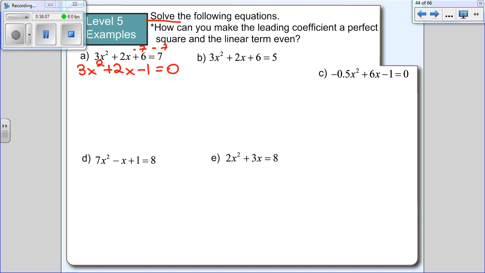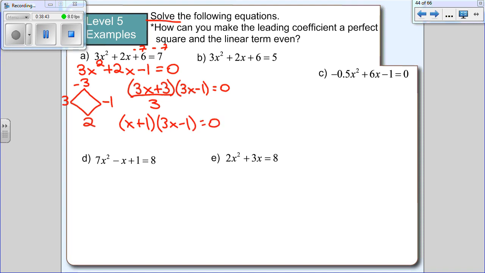Always go that route first. So you'd have 3x plus 3, 3x minus 1 equals 0. Divide one of them by 3. You get x plus 1, 3x minus 1 equals 0. X equals negative 1 and 1 over 3. You could have box methoded it as well, and it would have worked.